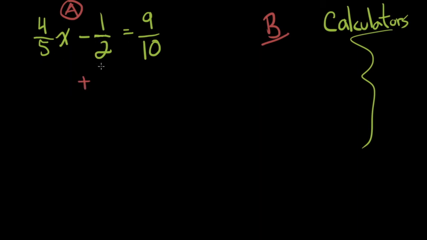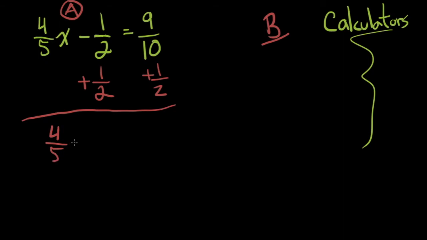Okay, I'm going to add a half to both sides. So you can do that. And again, 9/10 plus a half. It's not the easiest question in the world to do, so do make sure you have a calculator and you get 7 over 5. So you'd have 4/5 x is equal to 7/5.